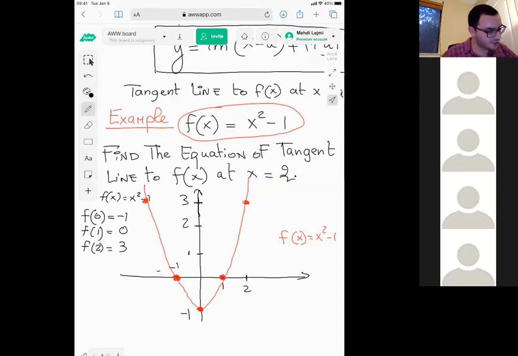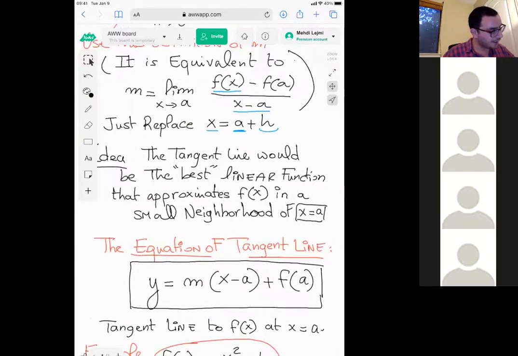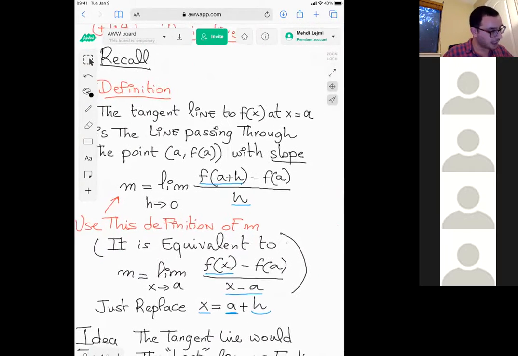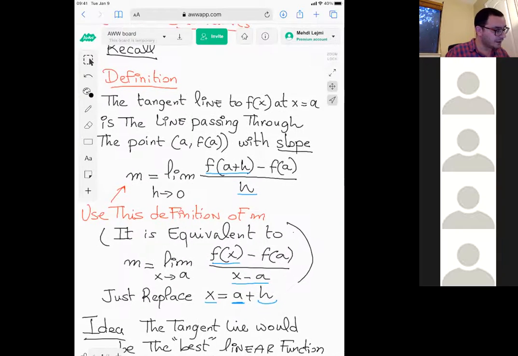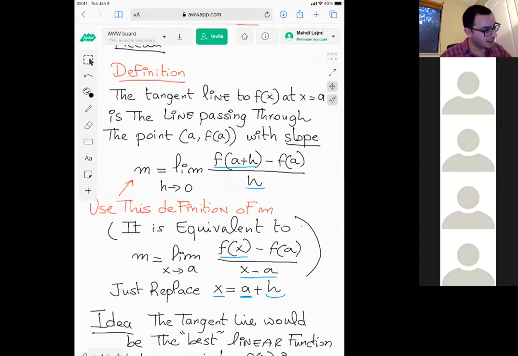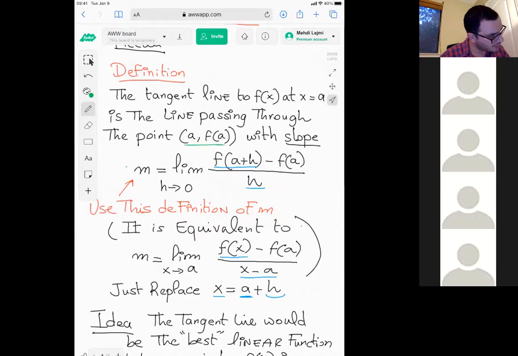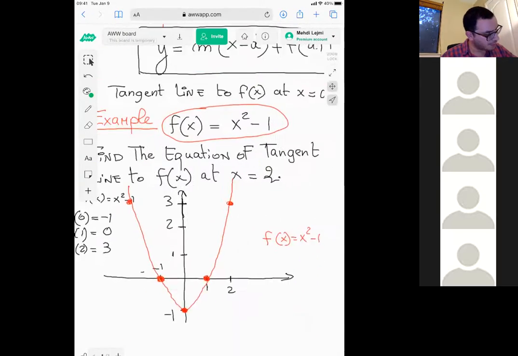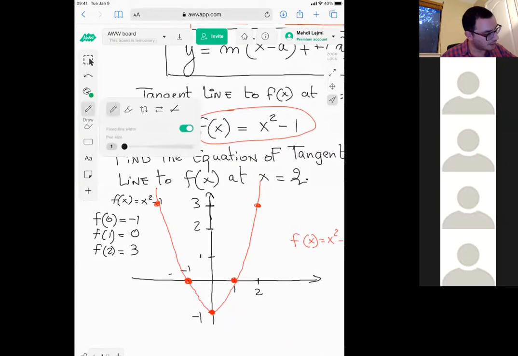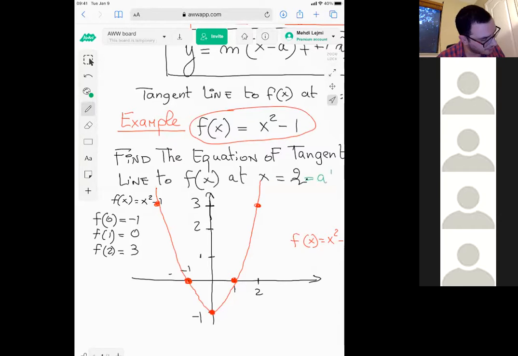So first thing in the definition, guys, we said a tangent line to f of x at x equal to a, to the number a, is the line passing through the point a, f of a, right? So here you see this is the point f of a, right? So the line passes through the point a, f of a. So here, in this example, a is equal to 2, right? That's my number a.